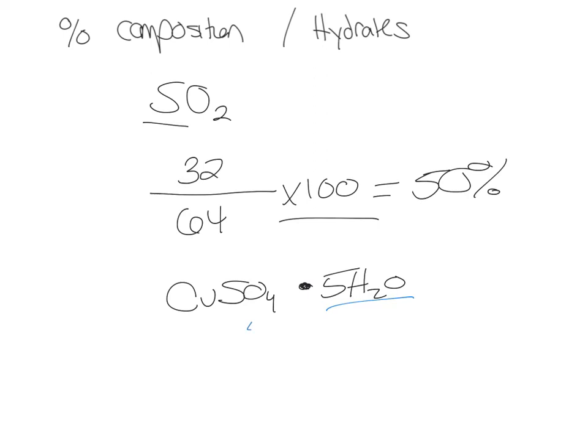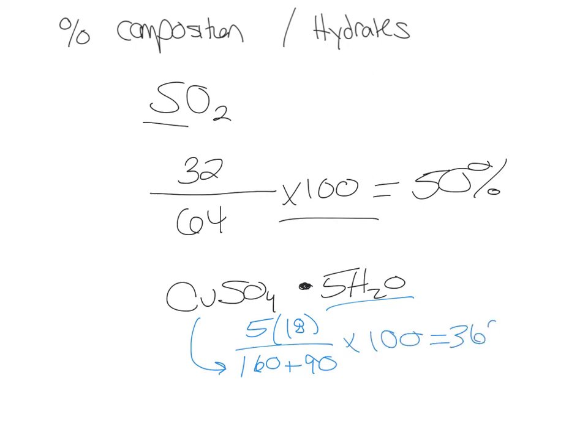So in this case, if I wanted to know the percent by mass of water in this hydrate, I'm going to take the mass of 5 waters, which is 5 times 18, and I'm going to divide it by the total molar mass, which is 160, because that's the molar mass of the copper sulfate, plus, because that dot does not mean multiply, 90, which is the 5 times 18. Not forgetting my times 100, and I should get 36%. So this formula is 36% water. Remember, a hydrated crystal has water as part of the crystal structure, and when you remove the water, it crumbles.